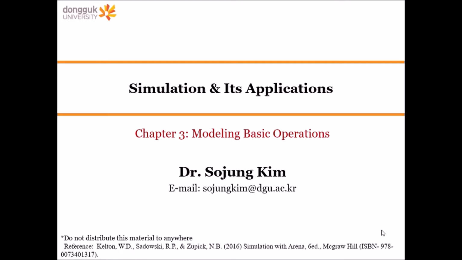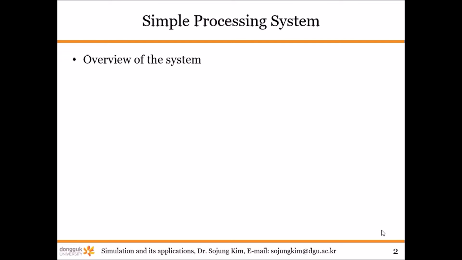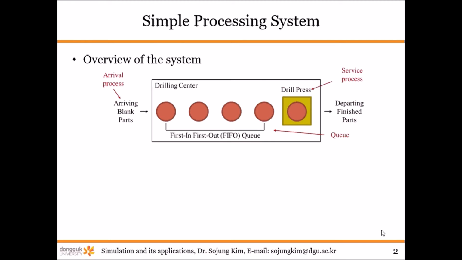Let's talk about the simple model using Arena. Last time I introduced a simple process system having one queue at the drilling center. The drilling center has one drill press, and parts arrive at the drilling center according to a given arrival process, and once each process is finished, the part will leave the system.